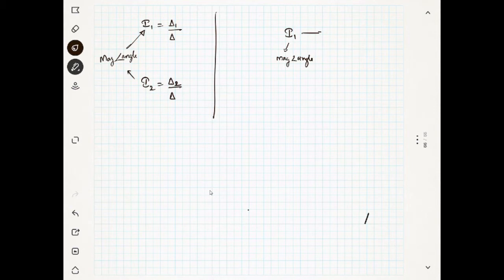Be positive. If you know the phasor, you can write I1 of t. By knowing omega, you can write it like this, I1 of t.